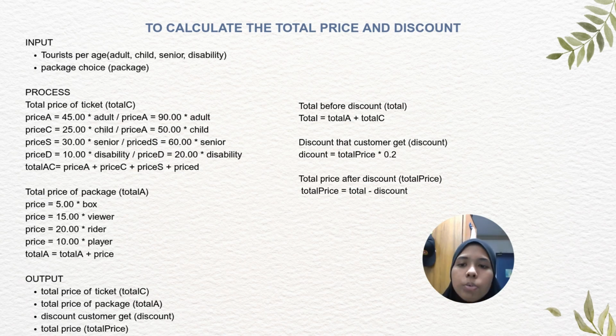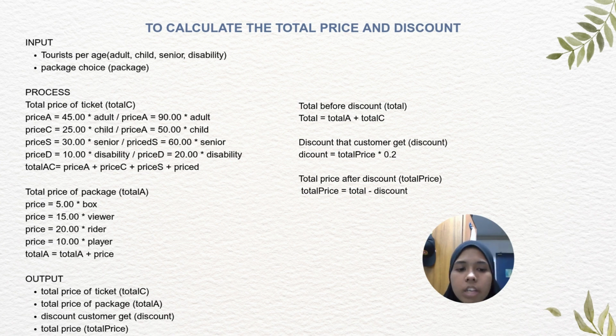There are two inputs that we need from the user: the number of tourists per age, the same as our previous slide, and also the package that the customer chooses if they want to add more packages during their visit. If they don't want to, the discount that they will get is RM0.